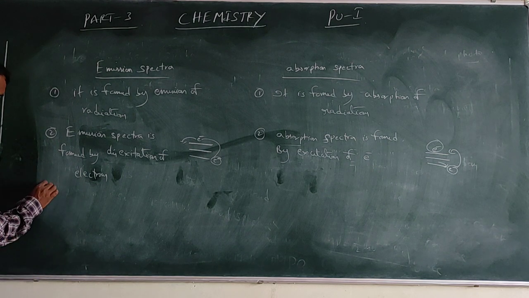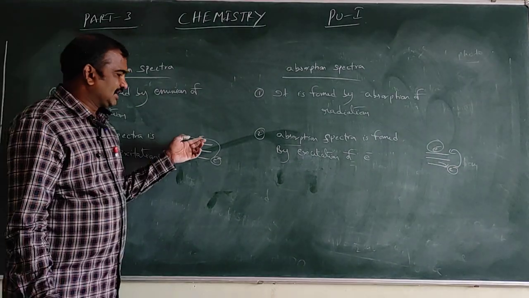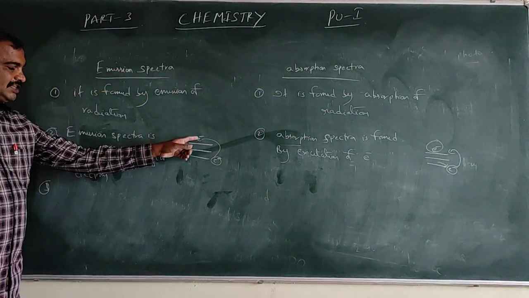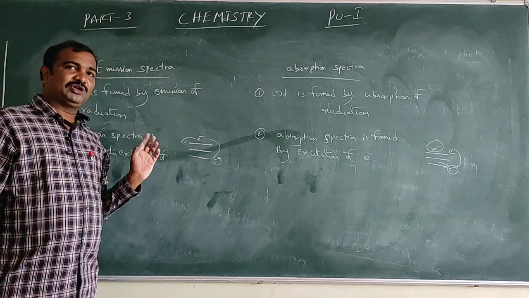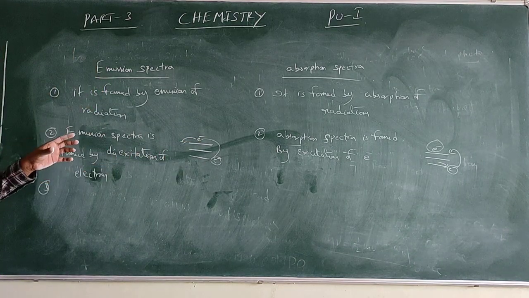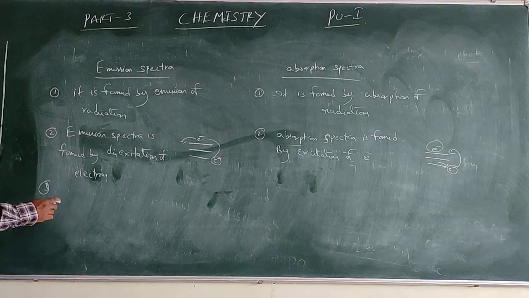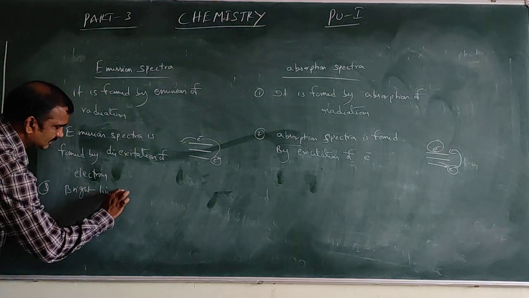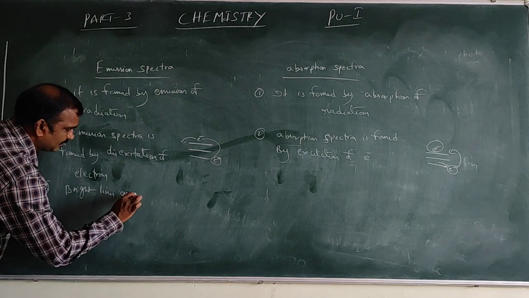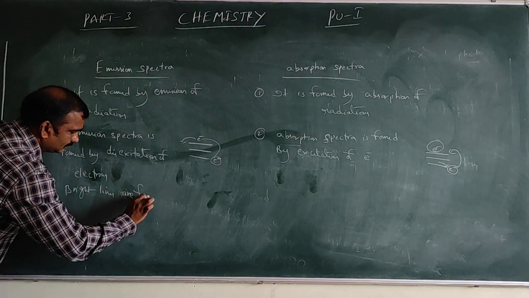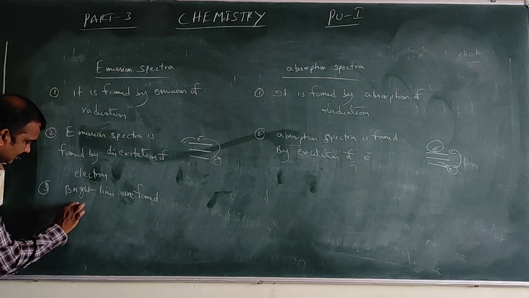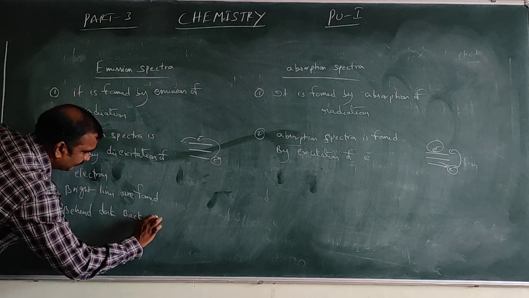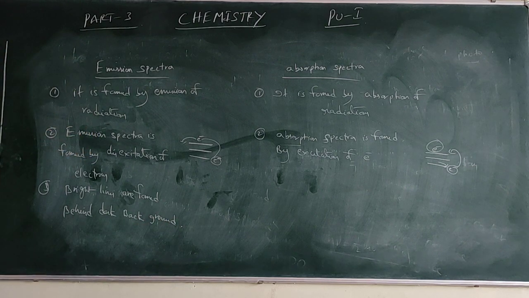So next, see here, it is releasing energy and falling to a lower level. Here it is absorbing energy. That means when energy is released and the electron falls from a higher level to a lower level, we can say bright lines are found behind the dark background. So bright lines are found behind the dark background.